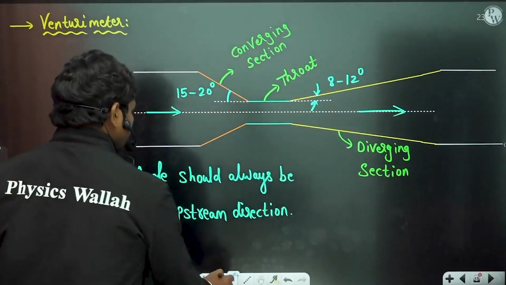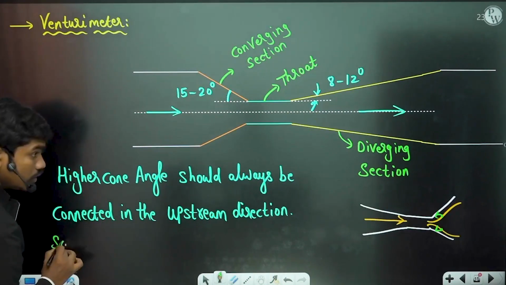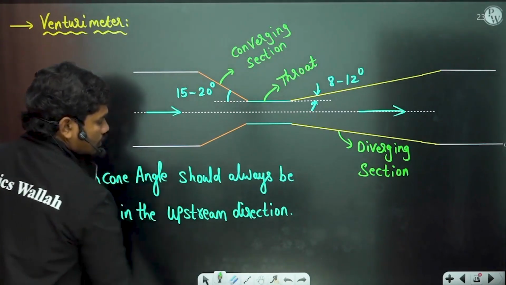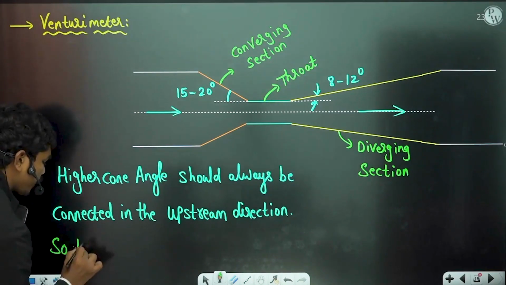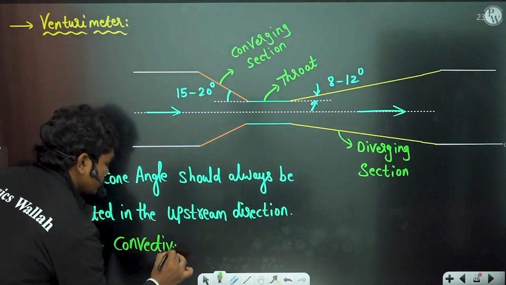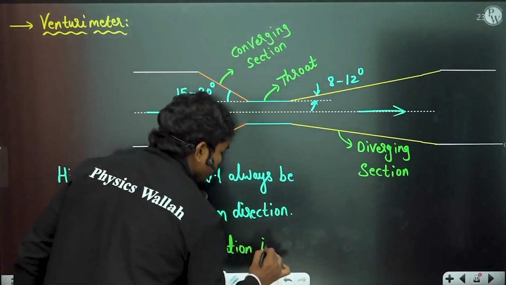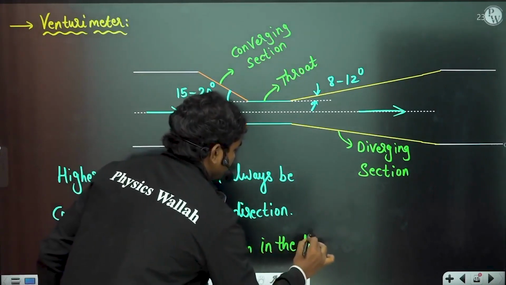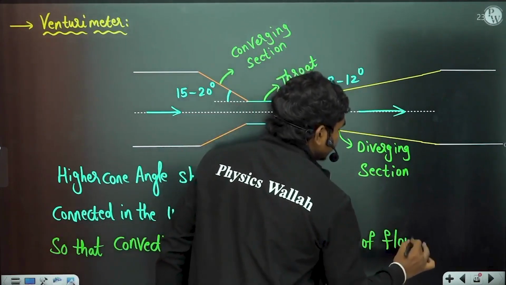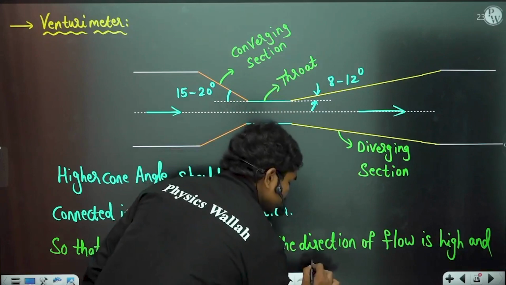here, the higher cone angle is in the upstream direction, so that the convective acceleration in the direction of flow is high, and it eliminates flow reversal.